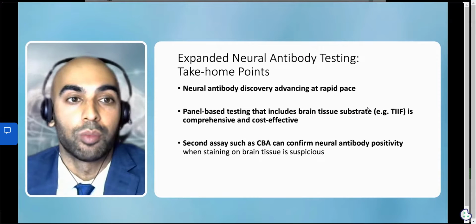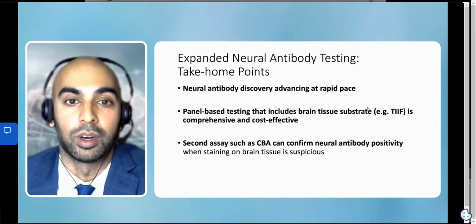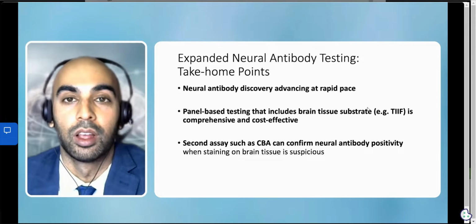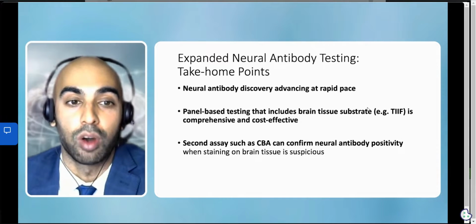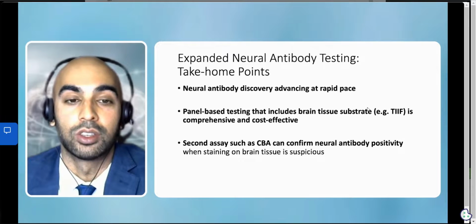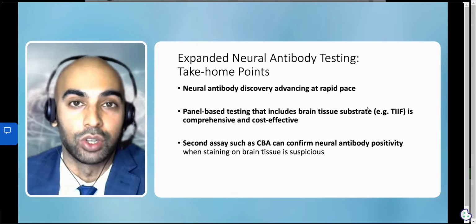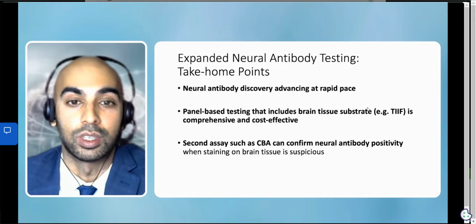So a few take-home points about expanded neural antibody testing. Neural antibody discovery is advancing at a rapid pace. It seems every year there's 1 to 2 newly discovered neural antibodies. Panel-based testing that includes brain tissue substrates, such as brain tissue indirect immunofluorescence, is a comprehensive and cost-effective way to screen for these antibodies, many of which are discovered or first identified using tissue-based assays. It's also more cost-effective than increasingly large panels of cell-based assays, for example.